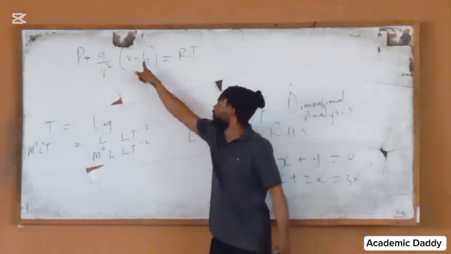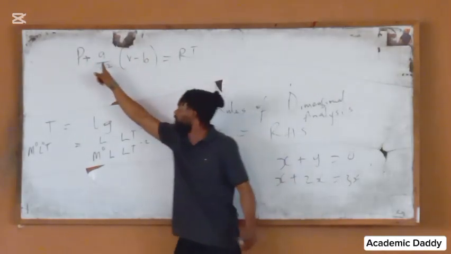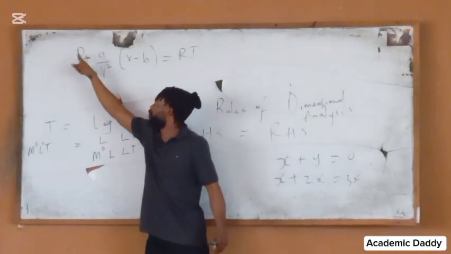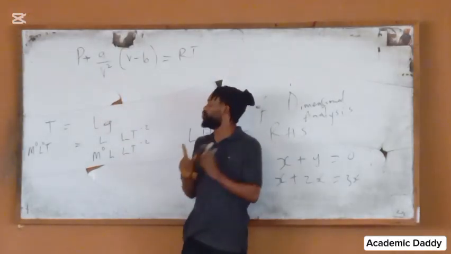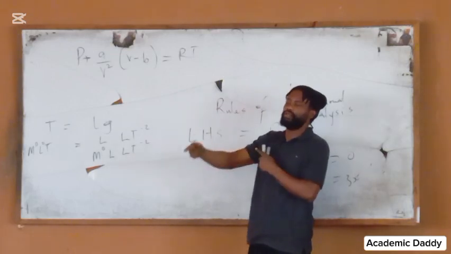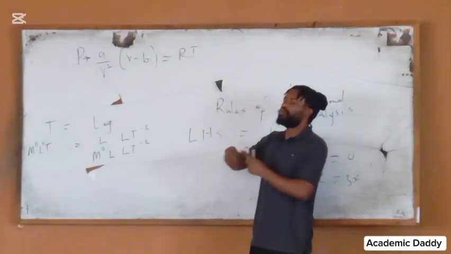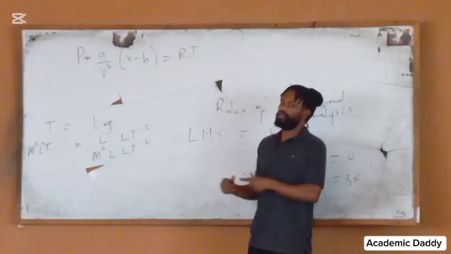And for the fact that they are giving me this to be subtracted from volume, that means that this B is volume, while this A is simply the product of pressure and volume. So what I will do in this case is to apply the second law, which says that the addition or subtraction of a quantity is equal to its dimension.